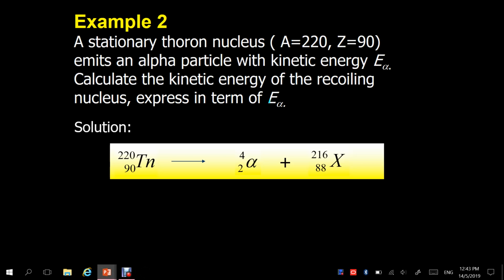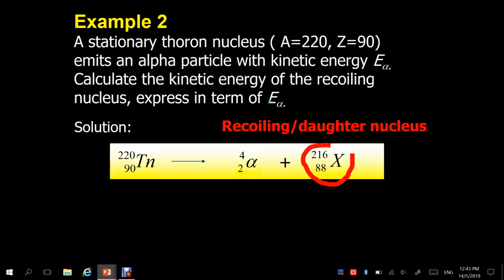Okay, the approach to this question is, because the decay is spontaneous, there is no need for an external trigger. There's no external force involved. So we make use of the concept of conservation of momentum. The KE of X will be half mv squared.